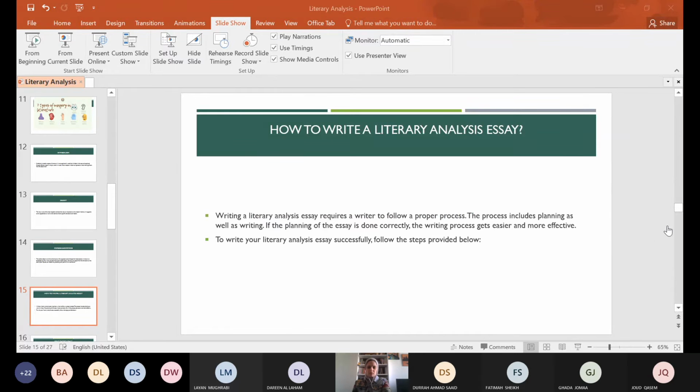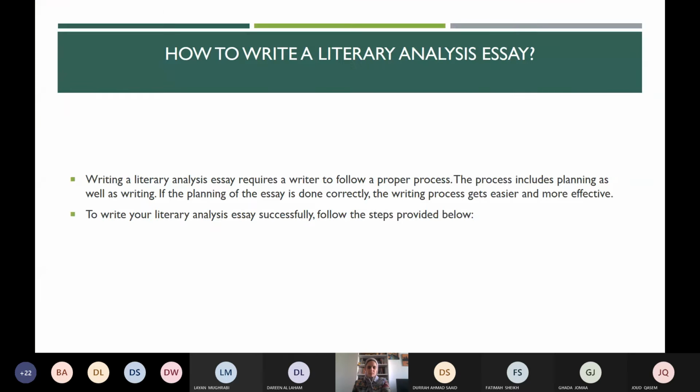Okay, Kadra. Yes, read, Kadra. How to write a literary analysis essay. Writing a literary analysis essay requires a writer to follow a proper process. The process includes planning as well as writing. If the planning of the essay is done correctly, the writing process gets easier and more effective. To write your literary analysis essay successfully, follow the steps provided below. So, we can call this the plan, the outline of the essay. I should plan well. What will I write? What will I talk about?